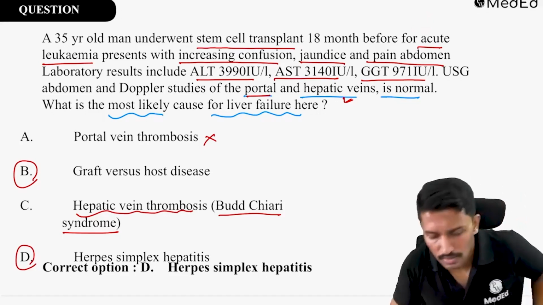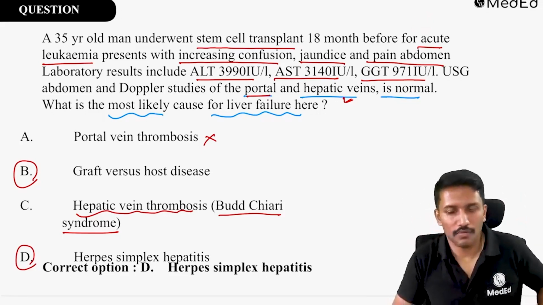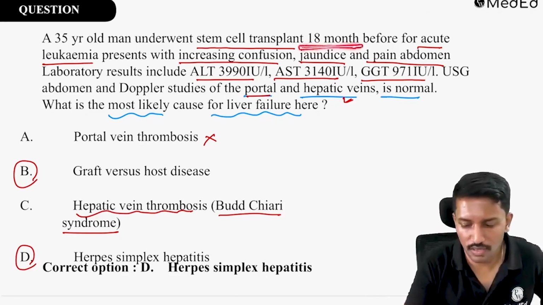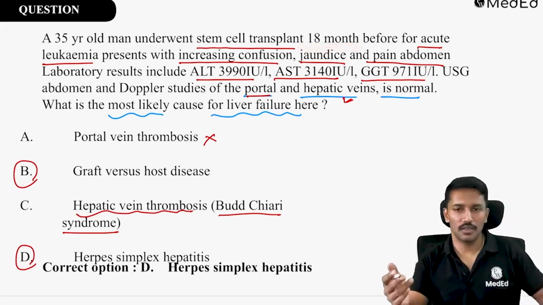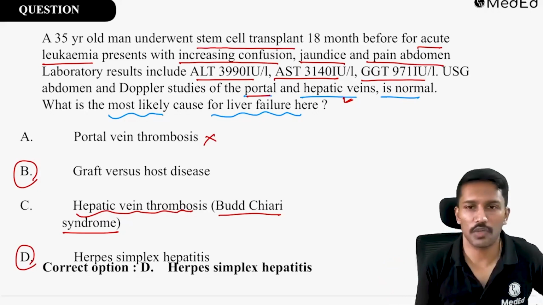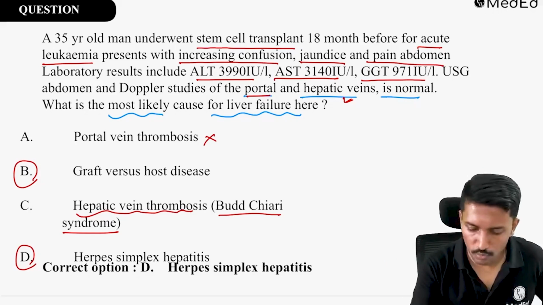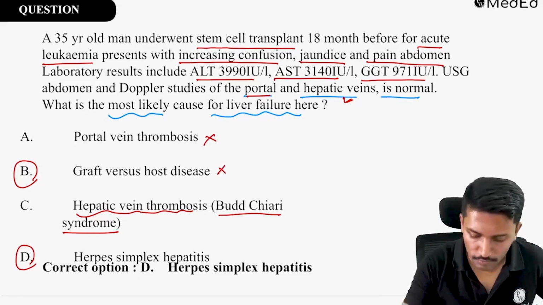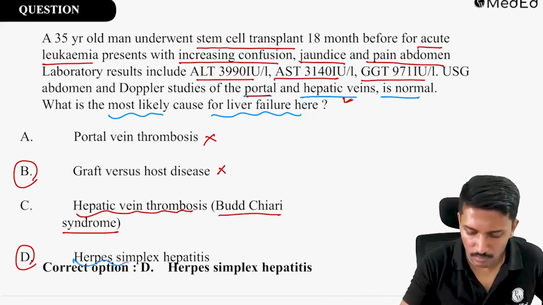That is first point. Then second point, if it is a graft versus host disease, it has to be a chronic graft versus host disease and not acute rejection. In acute rejection, yes, I might have a fulminant hepatic failure, but this is not the picture of acute rejection. So keeping these 2 points in mind, I am moving away from this and leaning towards herpes simplex hepatitis.